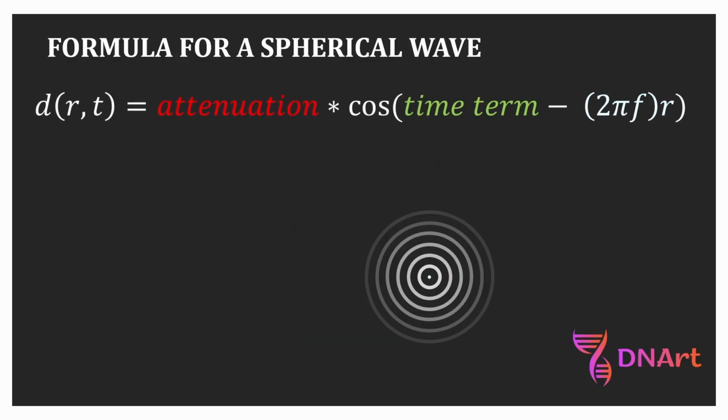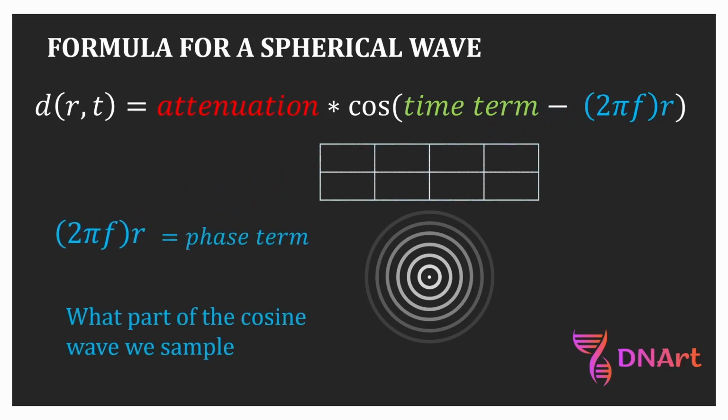And then the next thing we need is our last term here. This is going to be our phase term, and this tells us what part of the cosine wave we're sampling.